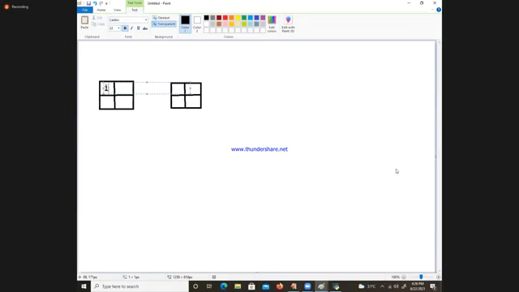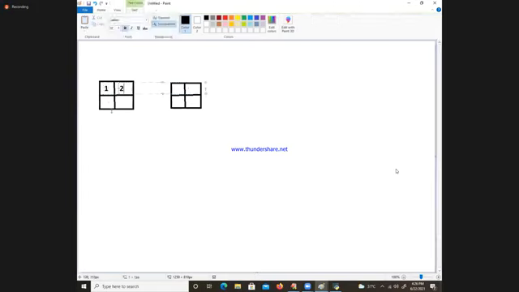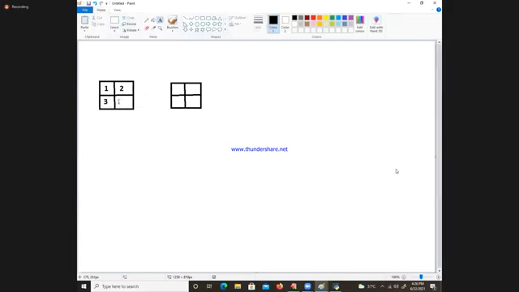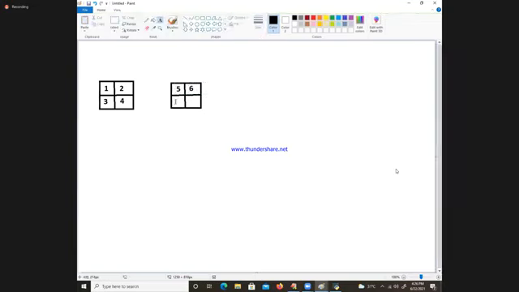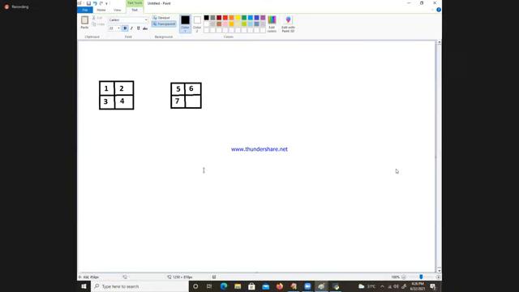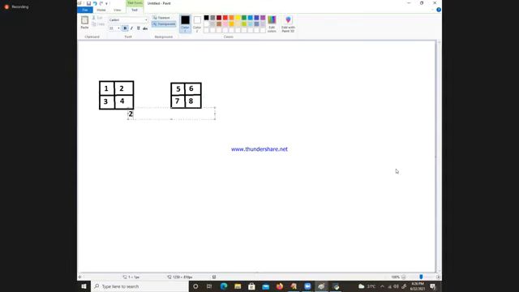You take the elements as 1, 2, 3, 4 for the first matrix. Now you take the elements as 5, 6, 7, 8 for the second. So this is a 2 by 2 matrix, 2 rows, 2 columns.